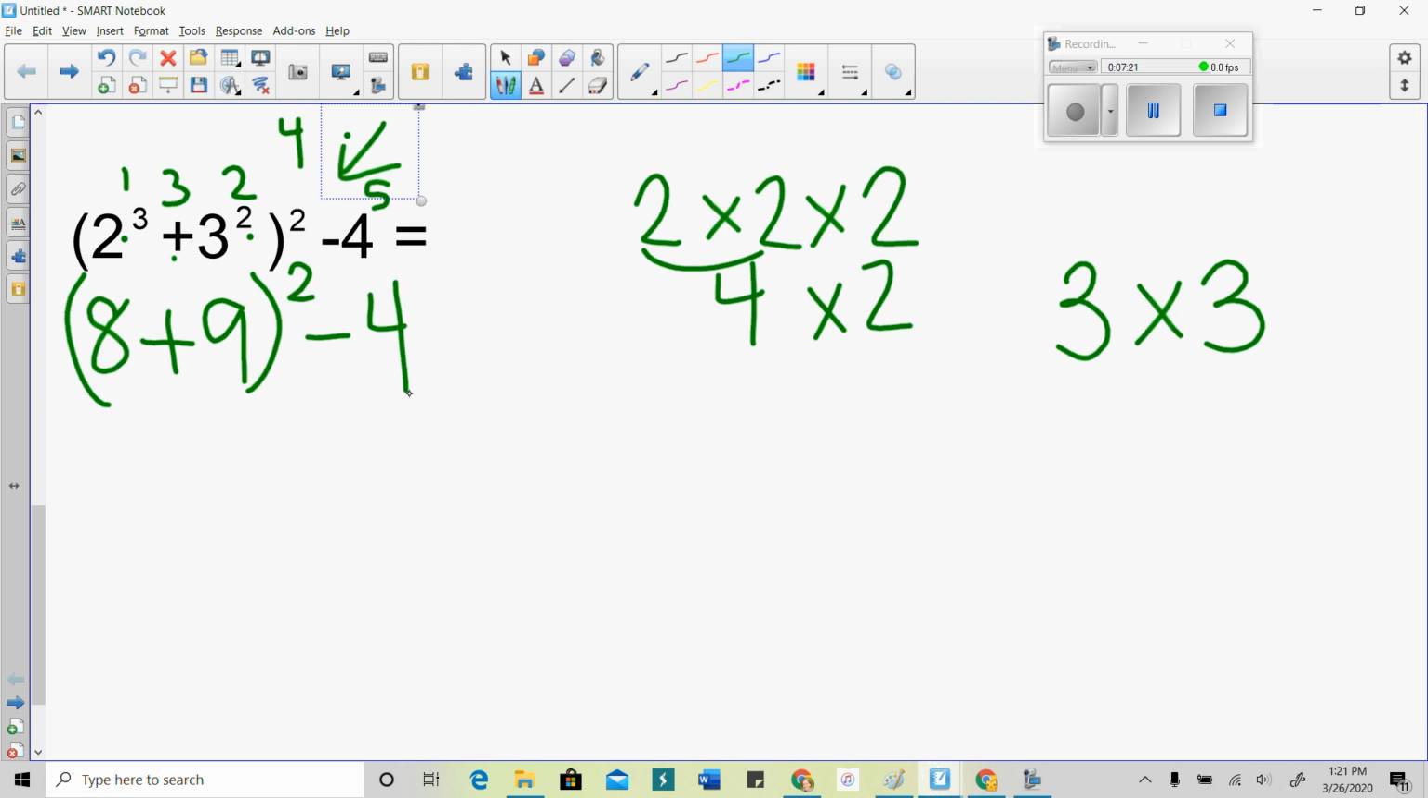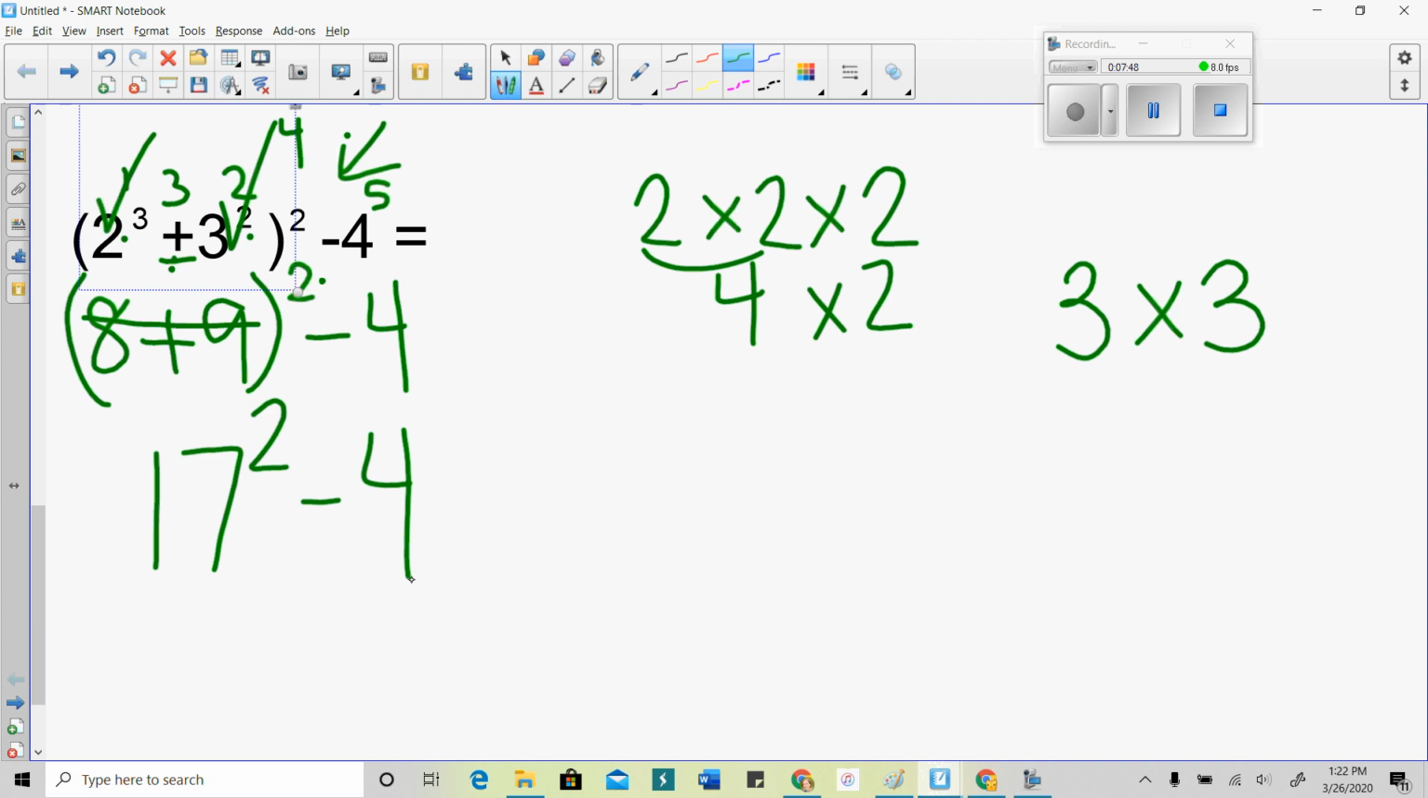Okay, really when you simplify, you should do one step at a time and rewrite. So looking so far, I've done step 1, I've done step 2. So step 3, I need to add the first 2 steps. So I get 17. Now once I've solved everything inside, I don't need the parentheses anymore. I can remove it. Now that square, that 2, has to go on the 17. So now I've got 17 squared minus 4.